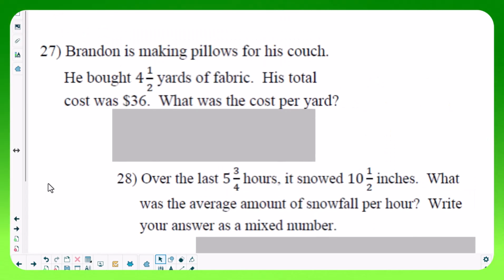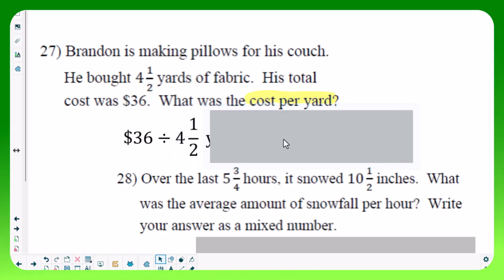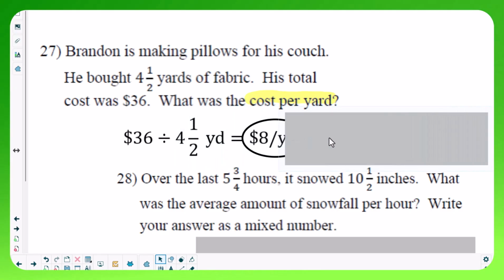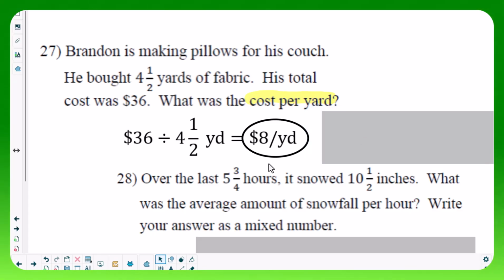Number 27. Brandon is making pillows for his couch. He bought 4.5 yards of fabric. His total cost was $36. What was the cost per yard? We can see we're trying to find the cost per yard. So let's take the cost, $36, divided by 4.5 yards. When we do that, we get a unit price or cost of $8 per yard.